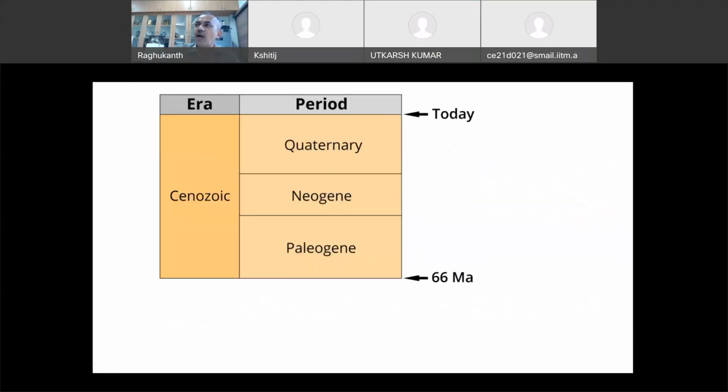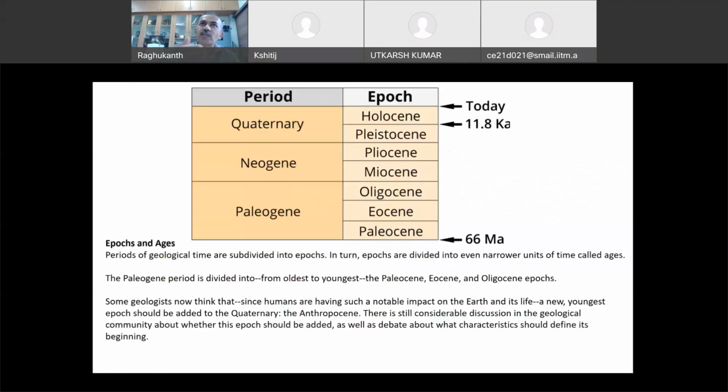And once again, eras can be divided into periods. That is the Quaternary period, Miocene, Paleocene, these things. The recent one is Quaternary, where all of us are living in geological time. Once again, as I already told you, the smallest unit is the epoch. So from eon you came to era, to period, then period to epoch. This is the Holocene, where all of us are right now.